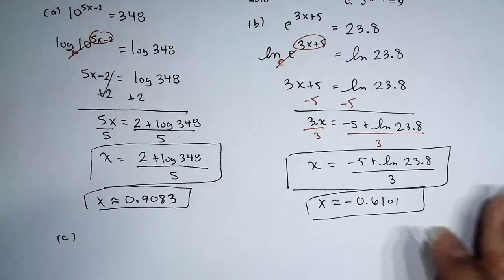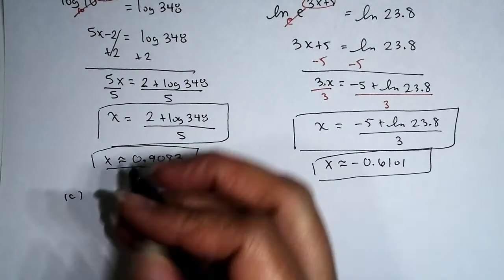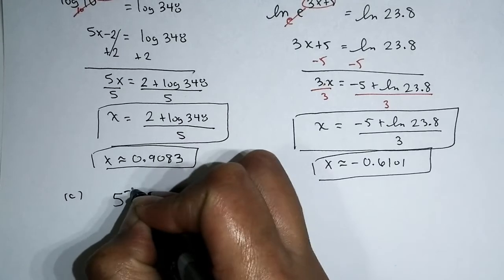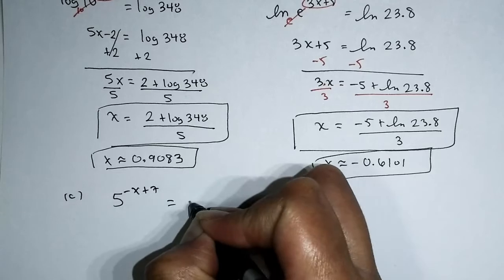Problem C. Okay, this paper is stuck. Just a sec. Okay, so problem C, so we can all go home. That will give us 5 raised to the negative x plus 7 is equal to 9.